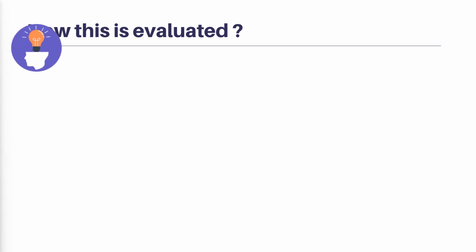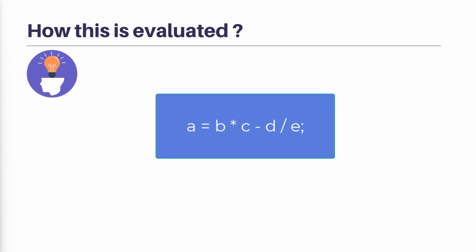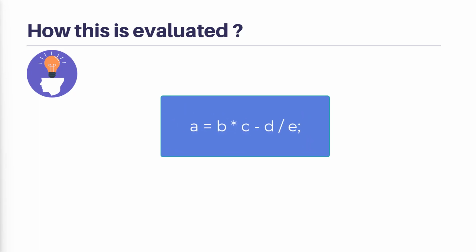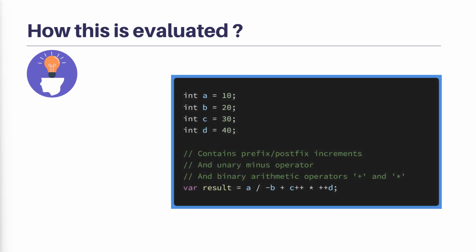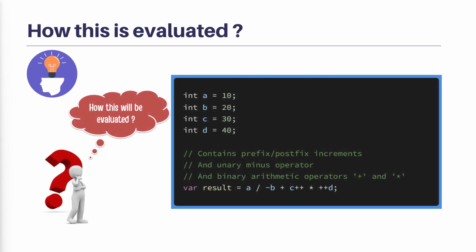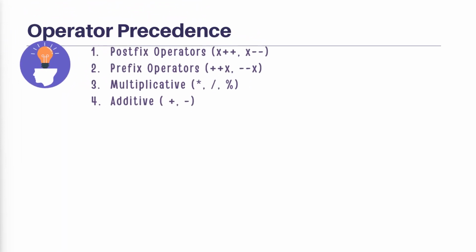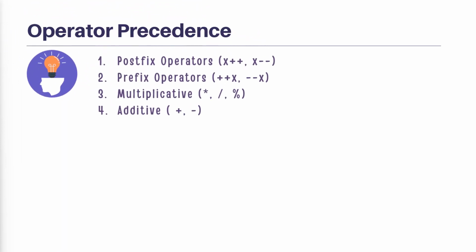Okay, let's move on. Till now, we have discussed all the arithmetic operators. I have also said that all those operators can be combined together to form a complex expression. This code snippet shows a mathematical expression that uses many operators. The important question here is how this expression will be evaluated. What is the order of evaluation of the operators in this complex expression? To know the answer, we should know more about operator precedence.